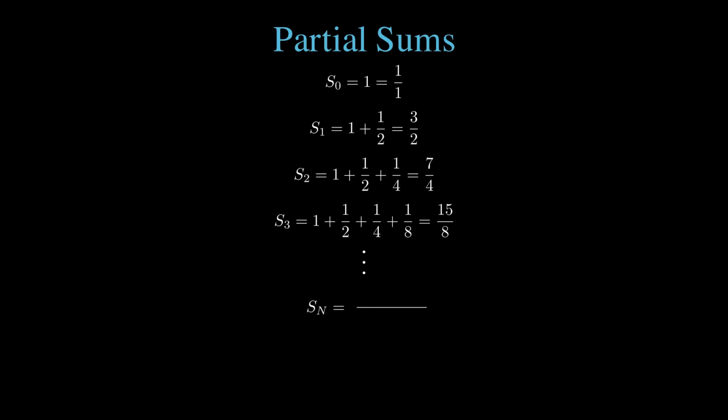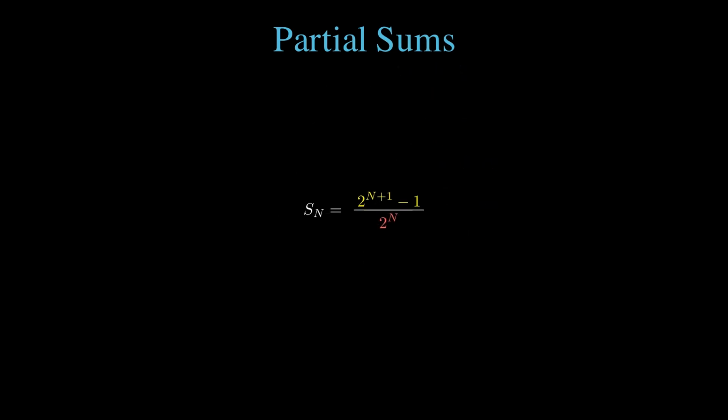Now you might see a pattern emerging. We can see that the numerator is always just the next highest power of 2 subtracted by 1. Therefore, for the numerator of the general partial sum, we can plug in 2 raised to the power of n plus 1 minus 1. Now for the denominator, it's even simpler. We can see it's simply 2 raised to the power of whatever the sum is. So for the general partial sum, we can plug in 2 raised to the power of n.